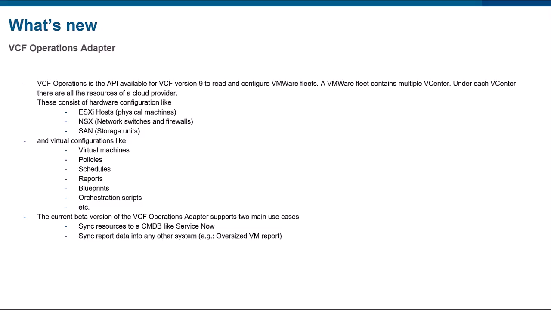The most important thing in VCF are called resources, and resources are pretty much everything. So they're all the physical hardware, like their hosts, network switches and firewalls, storage units, and such, and every virtual configuration that is possible. So from virtual machines over blueprints, reports, orchestration scripts, network configuration, anything you can think of.